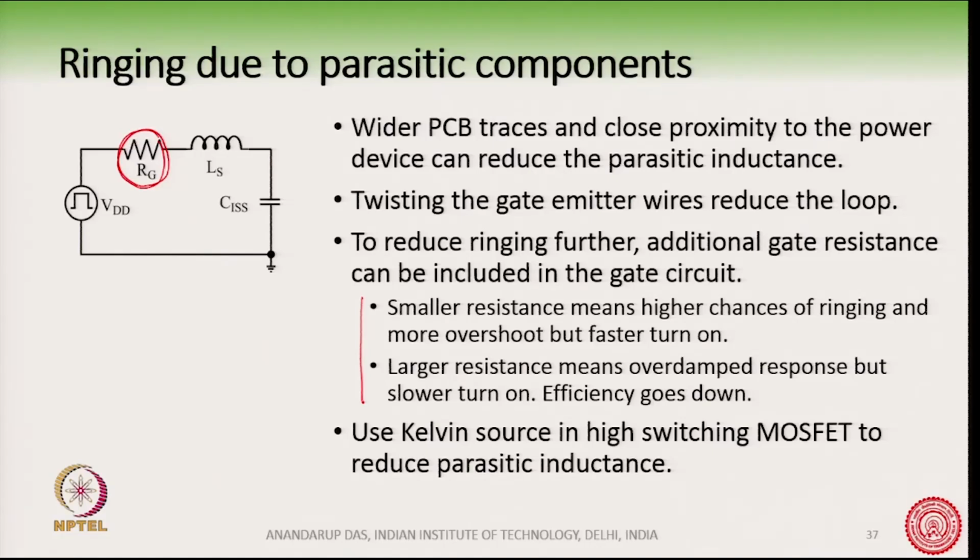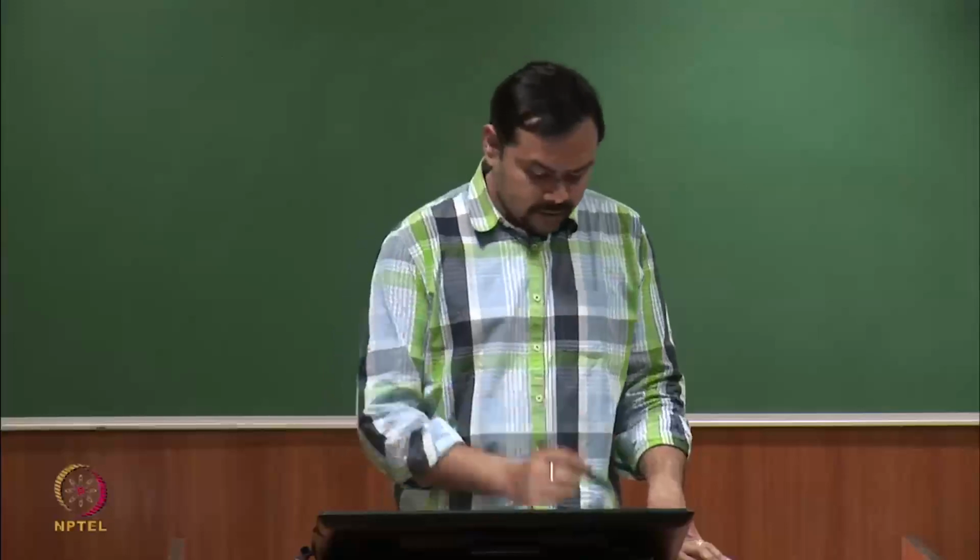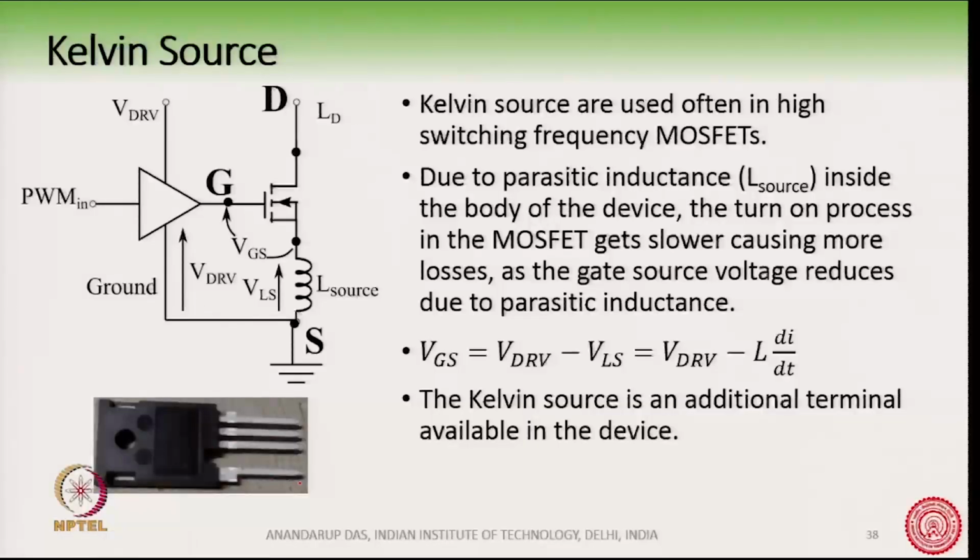Okay. So, this has to be kept in mind. Another one in particular for MOSFETs: when you go for a very high switching frequency MOSFET, say several hundreds of kilohertz, then one way to reduce the parasitic inductance is to use a Kelvin source. I think we have shown you the Kelvin source some time back in one of the classes. A Kelvin source MOSFET has 4 terminals. Okay. So, it is an additional terminal available in the device.